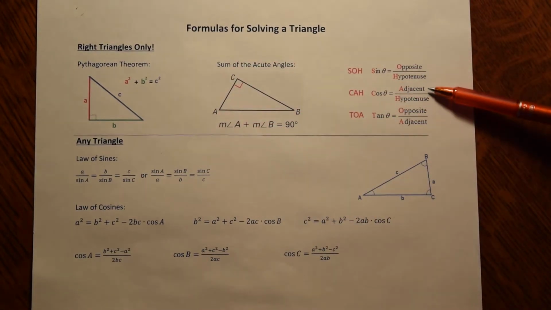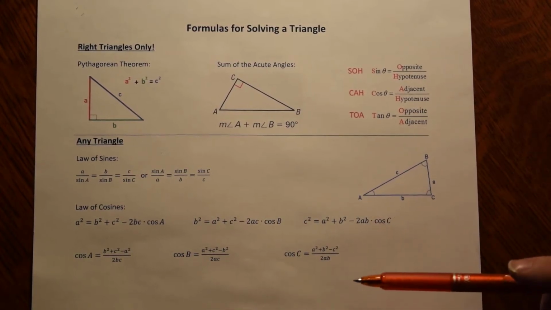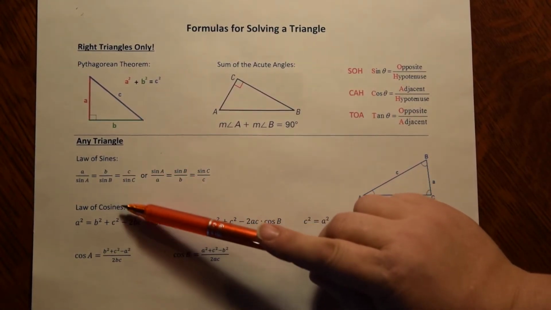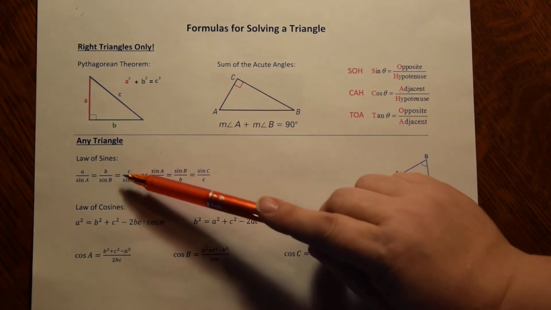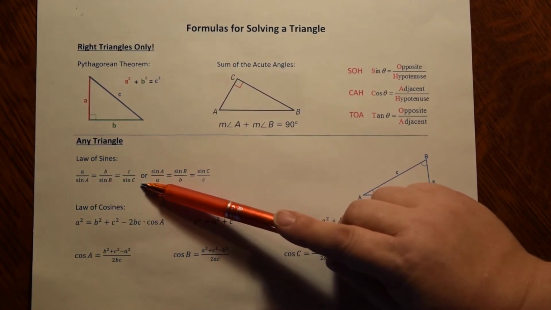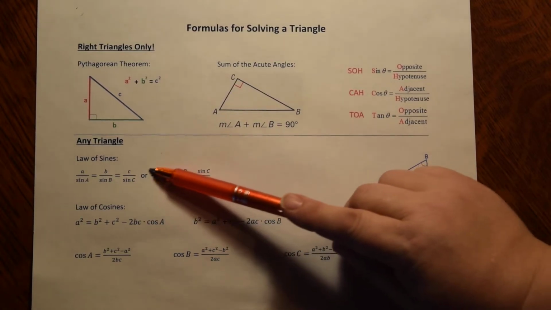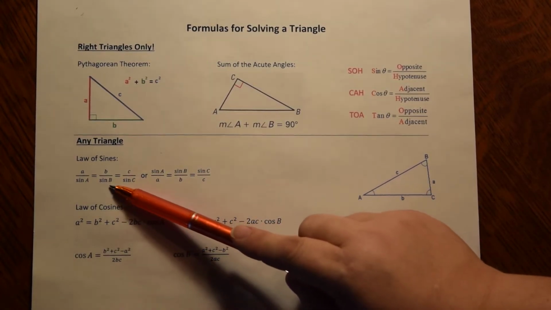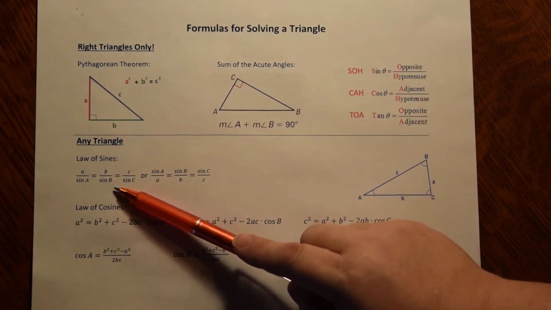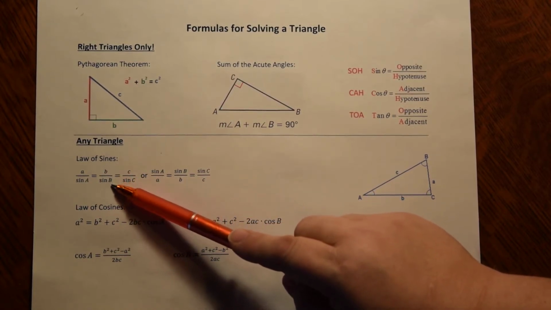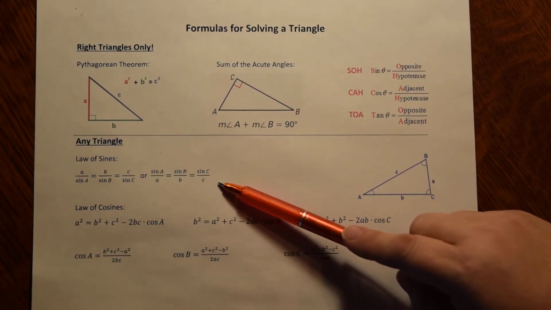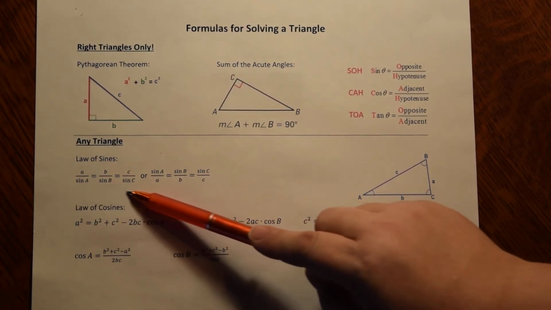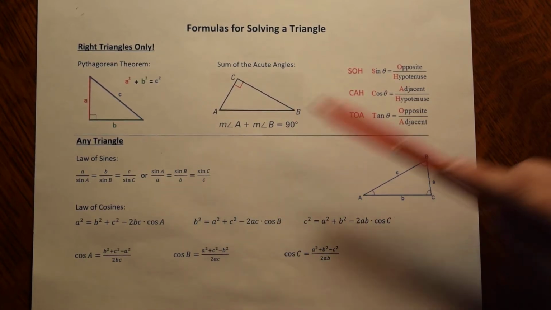We can use those only for right triangles, but for any triangle whatsoever, we could use the law of sines or the law of cosines. So we have the law of sines, and it can appear this way or this way, and it doesn't matter which way you use as long as you're consistent. In other words, you can't have one side of the law of sines look like this and the other side look like this. So you have to be consistent, either this or this.